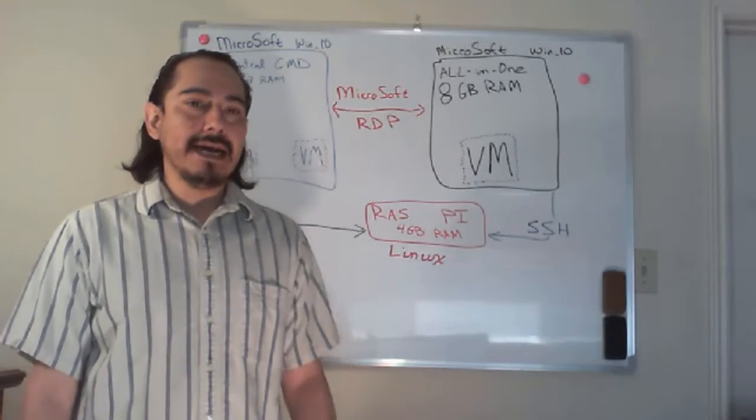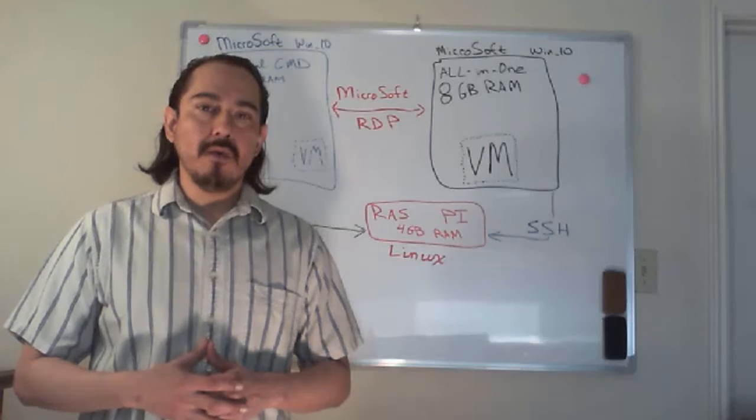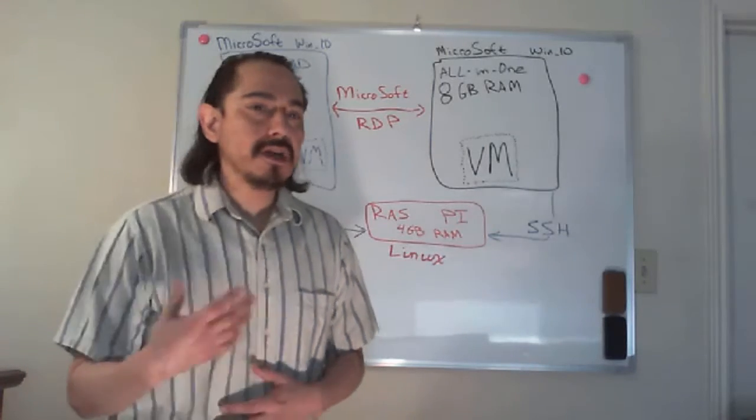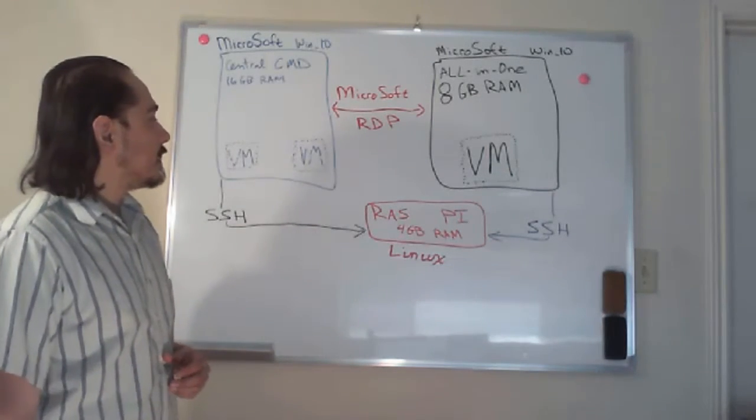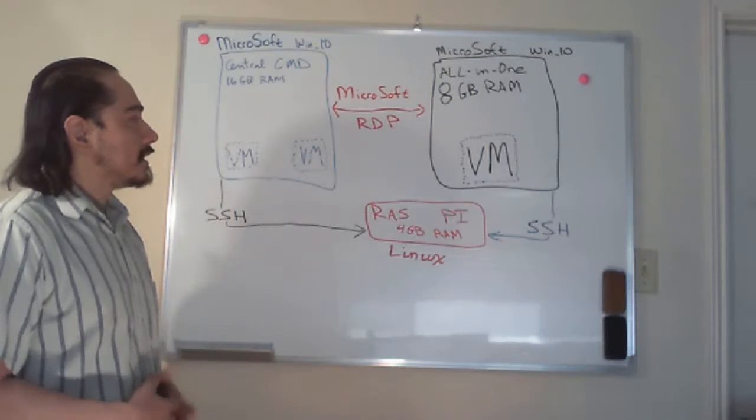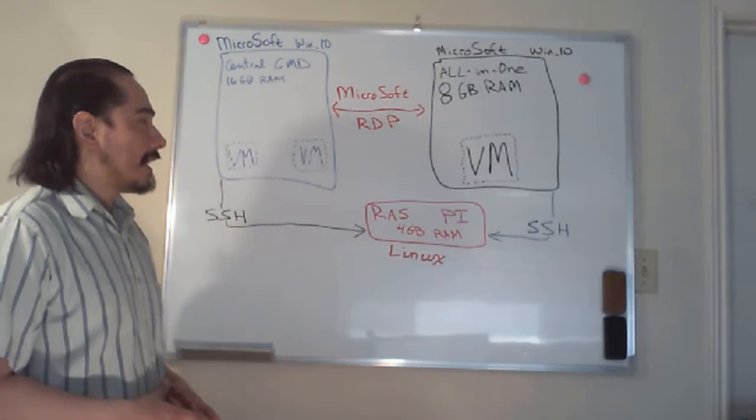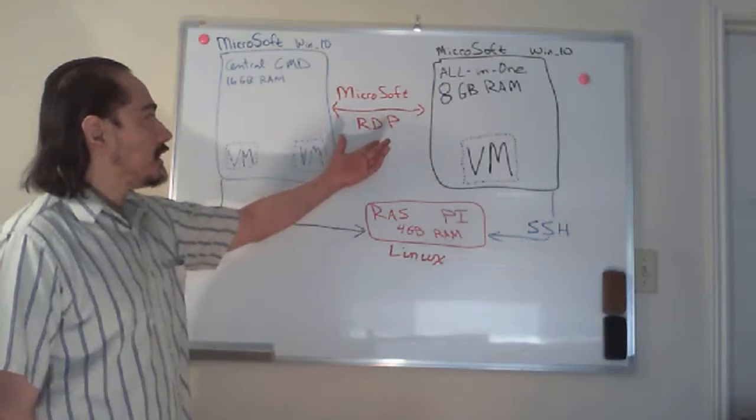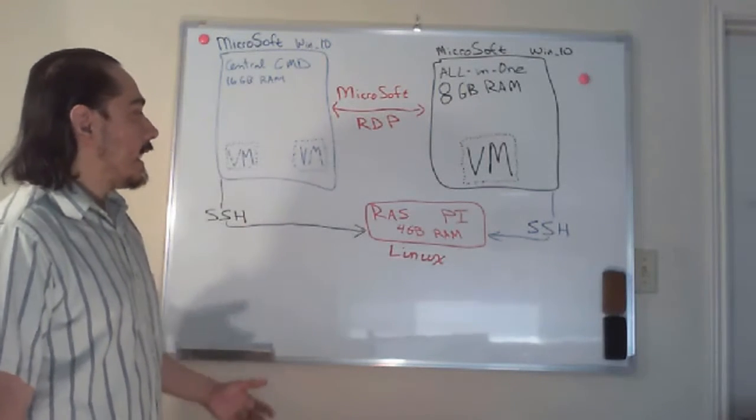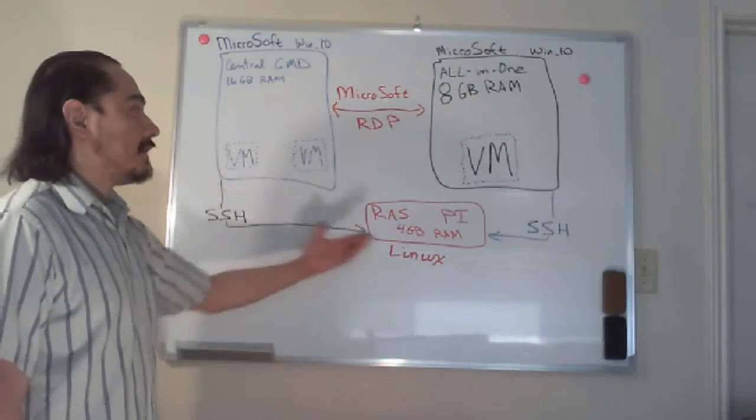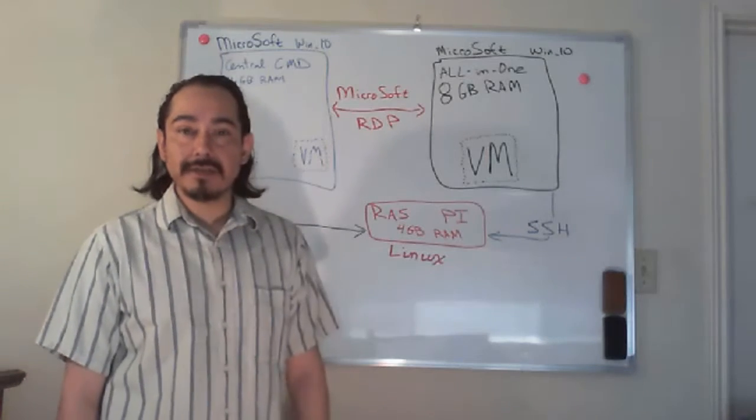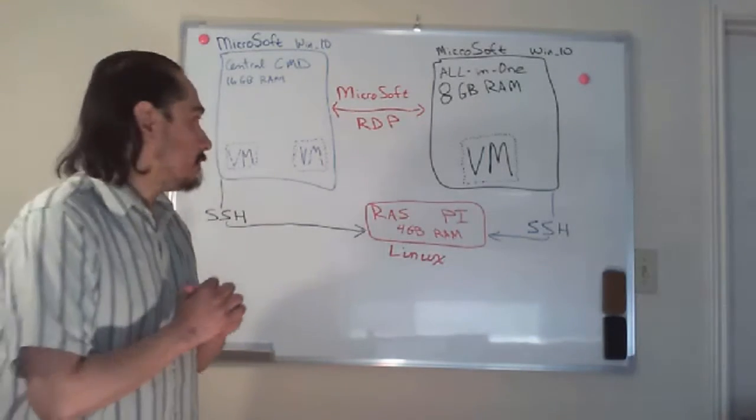Okay, so I made up a diagram on the whiteboard that I'll explain here. The reason I'm explaining this is because it will demonstrate how we connect to different machines in a data center. With Microsoft machines, we use RDP, and we can also use SSH to connect to Linux machines. So I'm going to explain my environment.